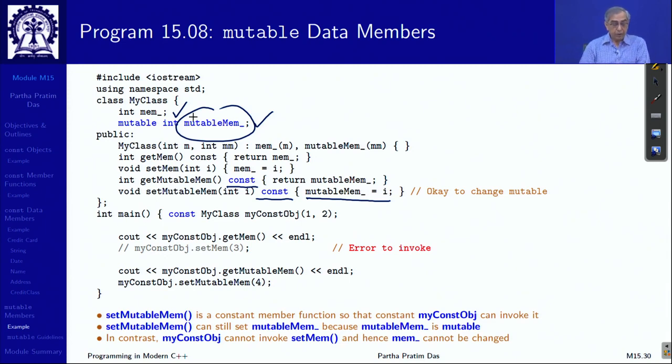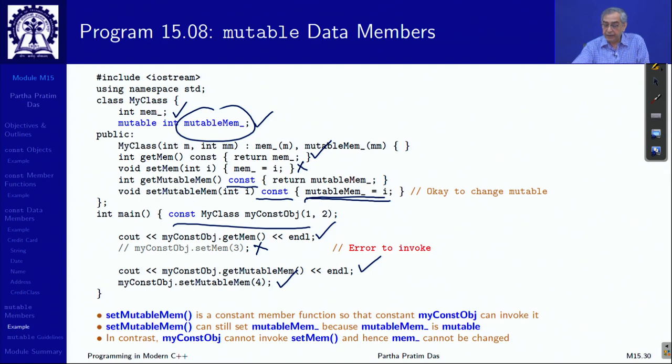Right. So, if I define a constant object, I can invoke get mem on that, because it is const. I cannot invoke set mem, because it is not a constant member function, this we have already seen. I will be able to invoke get mutable mem, because it is const. I will also be able to invoke set mutable mem, because it is const, though it actually changes the value of the variable. Right.